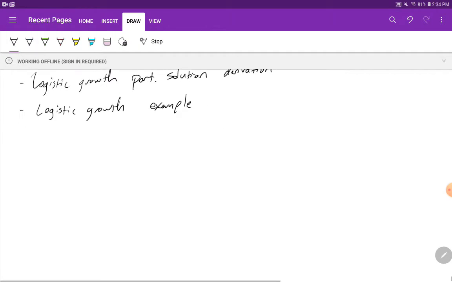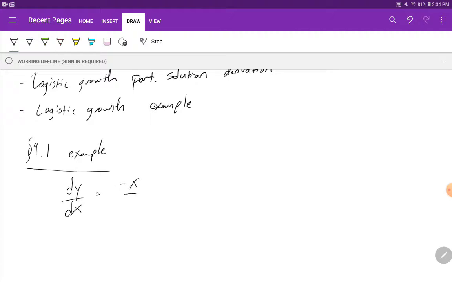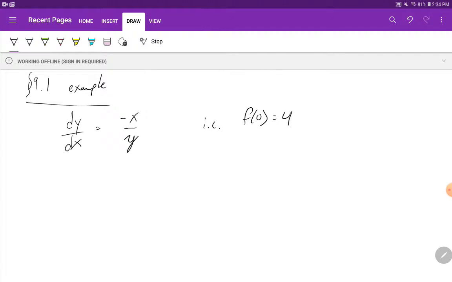So let's get started. 9-1 example. It was supposed to be dy/dx equals, let me double check this time and make sure I did this right, negative x over y with the initial condition f(0) = 4. Remember, we have to separate all the variables to the left and right, make sure they're all different, and then integrate and plug in your initial condition. So why don't we do that?